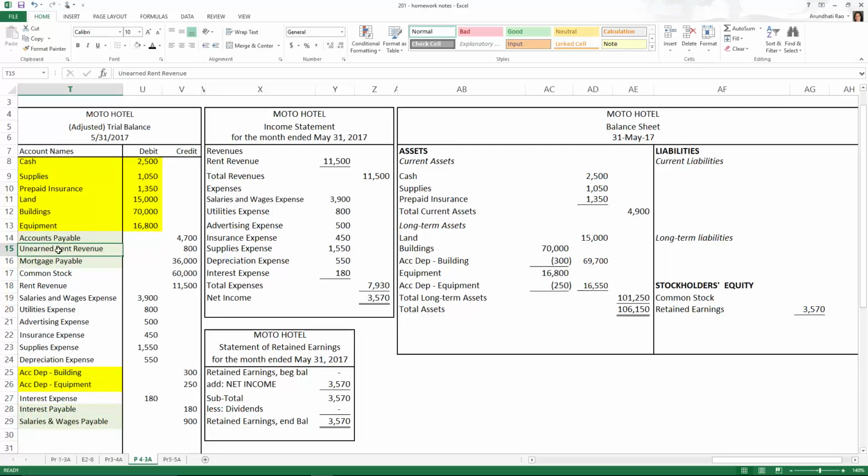Unearned rent revenue. Typically, you have to fulfill your obligation to your customers within the next 30 days to a year. So that's also going to be current. Mortgage payable technically is a long-term liability. But when you get to your intermediate accounting class, you will see a portion of the mortgage payable is reclassified as current every year, the amount that is owed next year. The remaining portion is all kept as long-term. For our purposes, we're going to keep all of it as long-term.